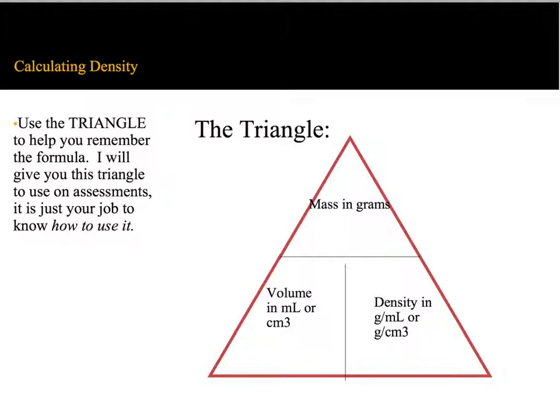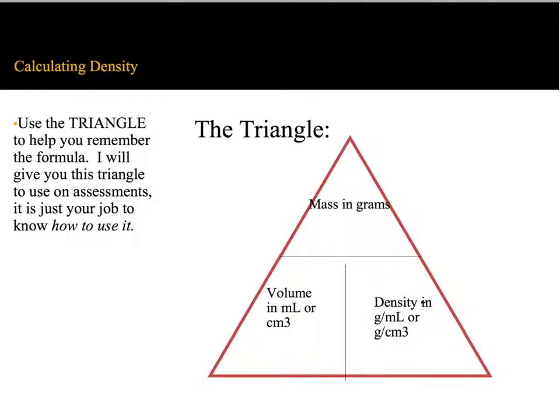So the way these triangles work is you cover up the variable that is being asked about in the question. So say, for example, something is asking you to find density. You would cover up density in the triangle, and you're left with the formula. Okay, but we'll look at a problem example doing that in a couple of minutes.